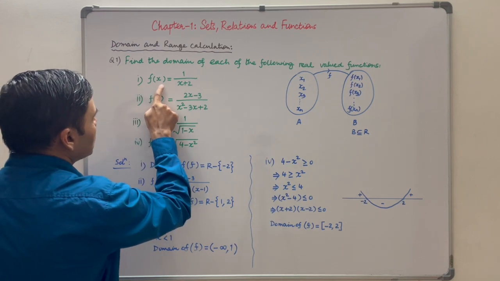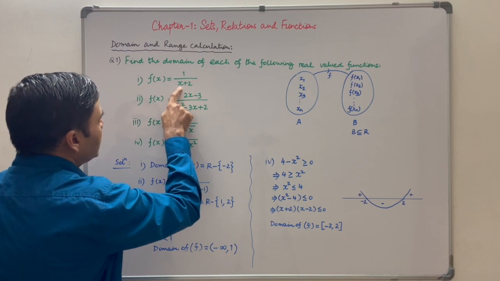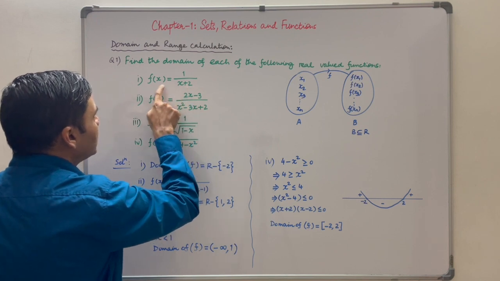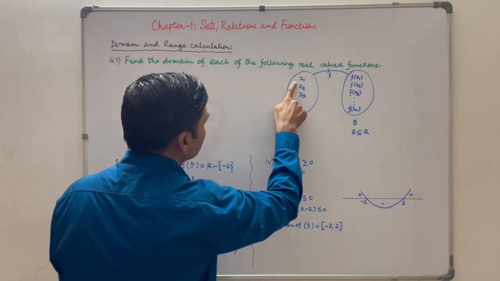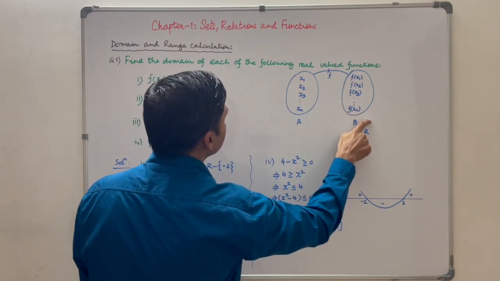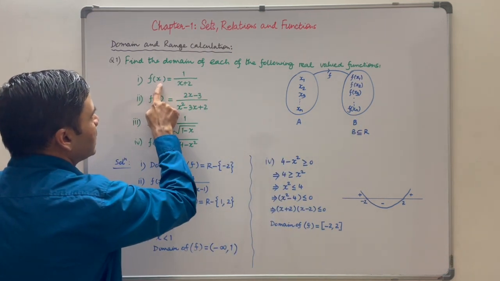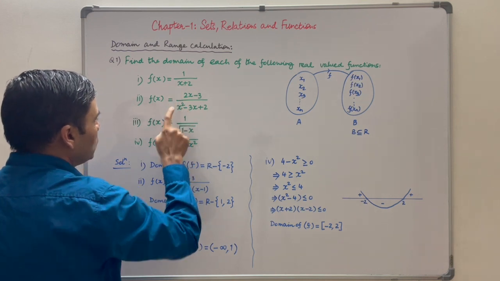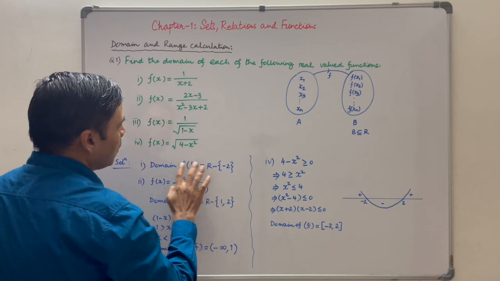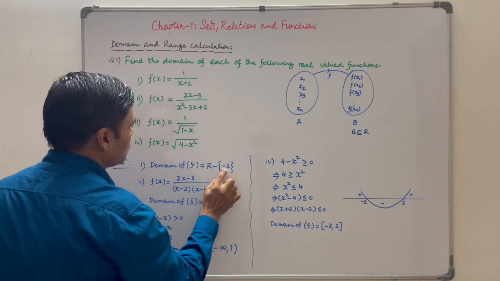First part, f(x) equal to 1 upon x plus 2. If you put x equal to minus 2, then f(-2) will be equal to 1 upon 0, means infinity. What it means is there is an element minus 2 in the domain which needs to be mapped to infinity in the codomain, which is not possible. So x will have all those real numbers except x equal to minus 2. So it will be written as domain of f is equal to R minus {-2}, the set of all real numbers minus this point under a pair of curly braces, that is minus 2.